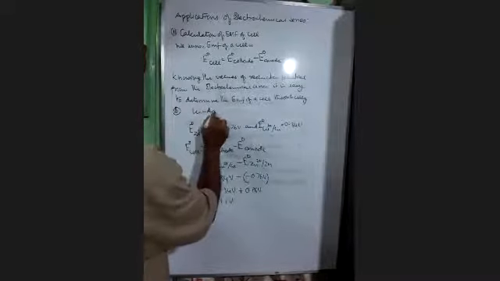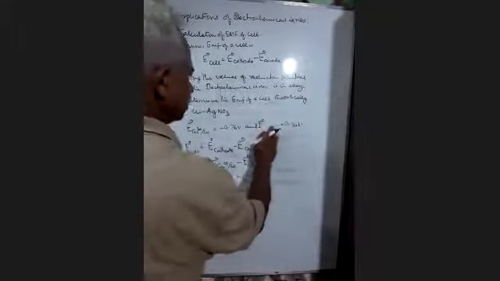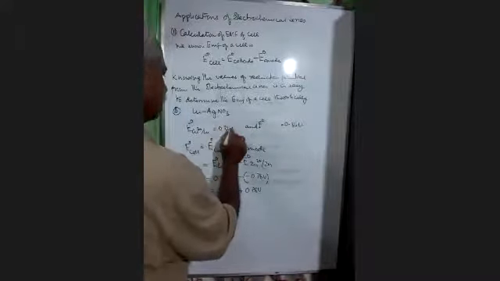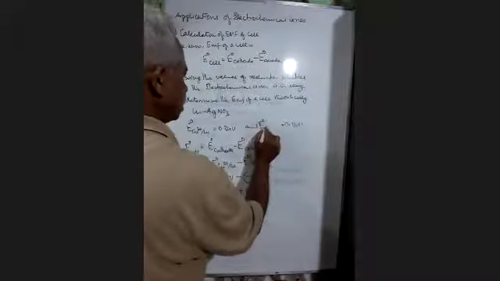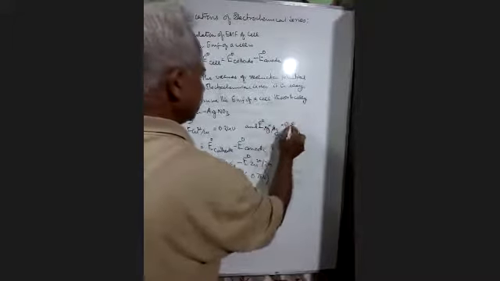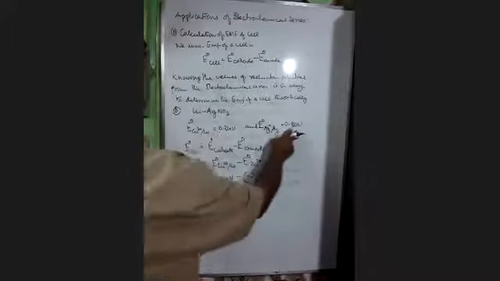This is the second example. That day I have already done this copper silver nitrate cell for you. So here E0 Cu2+/Cu is already given, and it is 0.34 volt, and E0 Ag+/Ag is 0.80 volt. See, both are positive. This is also positive, this is also positive.